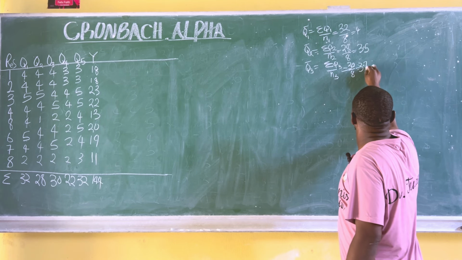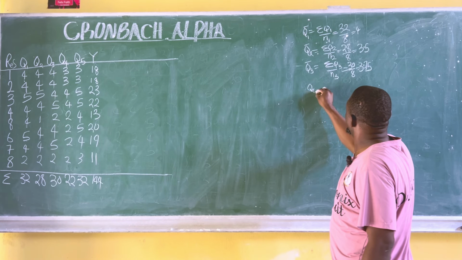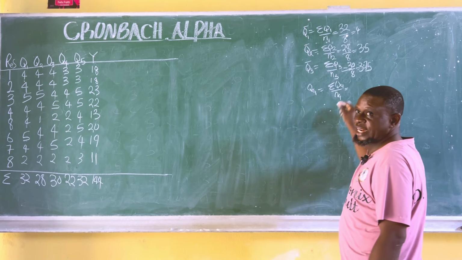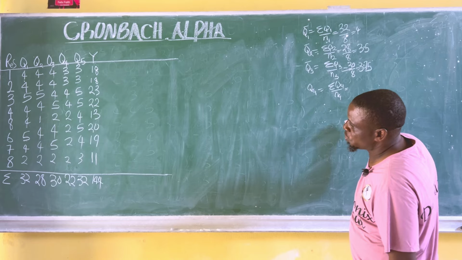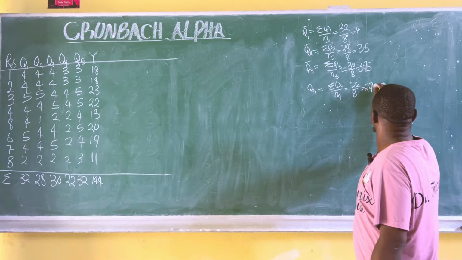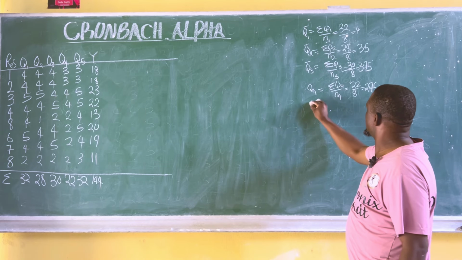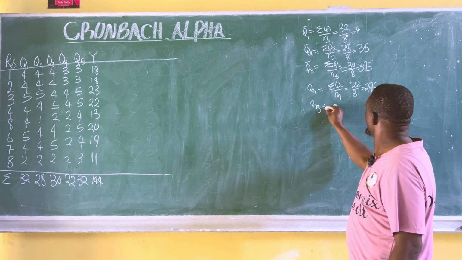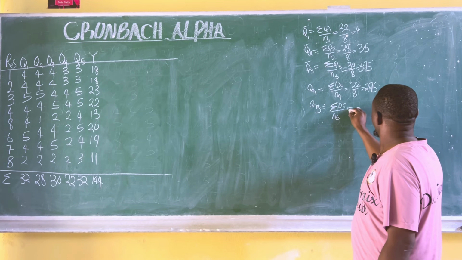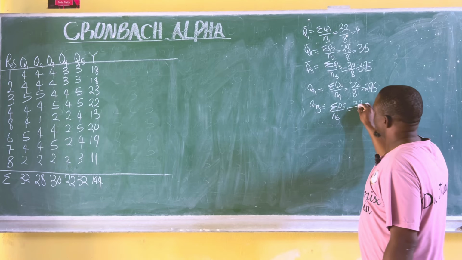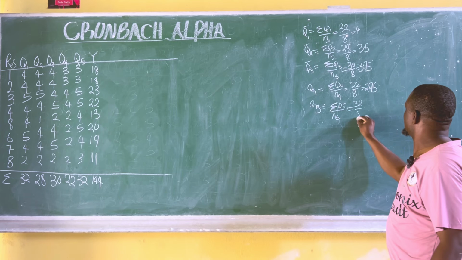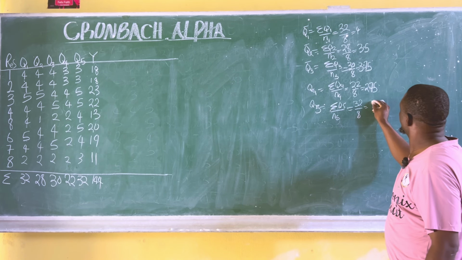And that will be 3.75. So we have Q4 bar, which is summation of Q4 all over N4. And that will be equal to 22 all over 8, which is 2.75. Okay, then our Q5 bar will be equal to summation of Q5 all over N5. Our sum of Q5 is 32, so 32 all over 8. That's equal to 4.